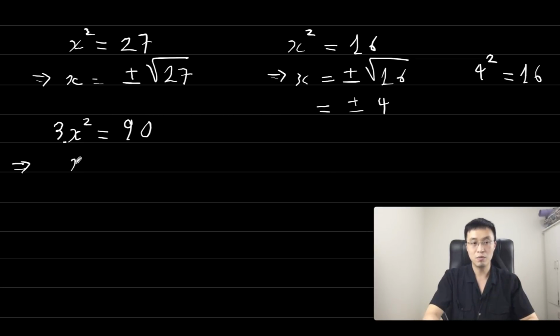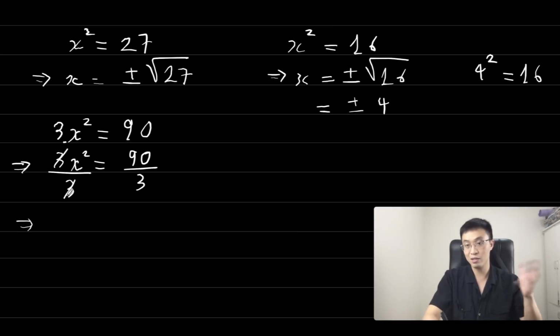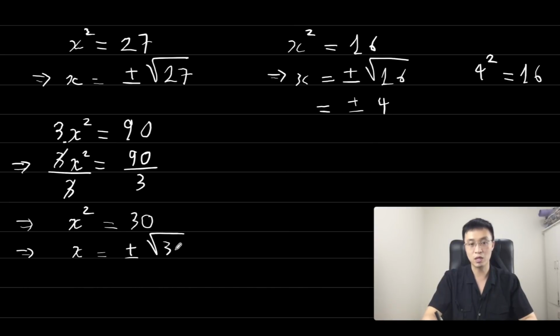So x squared will be on this side and I will divide both sides by 3: 90 divided by 3 and 3x squared divided by 3. The 3 here and the 3 here cancel together and we have x squared. 90 divided by 3 gives you 30. Now we come back to the basic form for solving using the square root property: x will be equal to plus or minus the square root of 30.